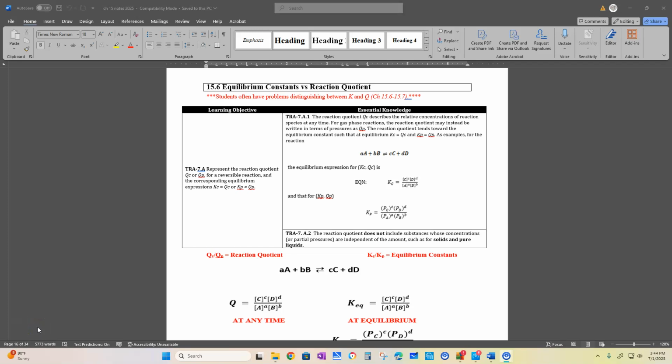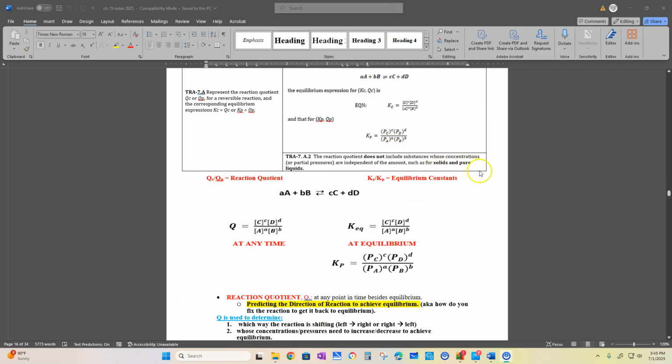All right, AP, we're on 15.6, equilibrium constants versus the reaction quotient. Now, the very first video in 15.1, there was one thing that AP said about common misconceptions for students: students often have problems distinguishing between K and Q. So this was right there on the very first page of the notes. Two learning objectives that AP expects you to master. So take a minute, read it, annotate, make some notes, and when you're ready, come back to me.